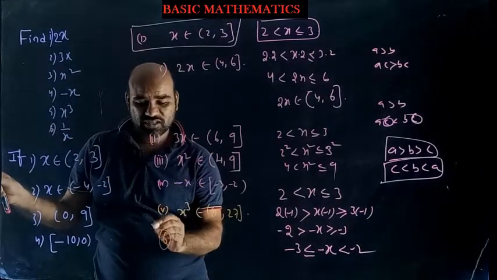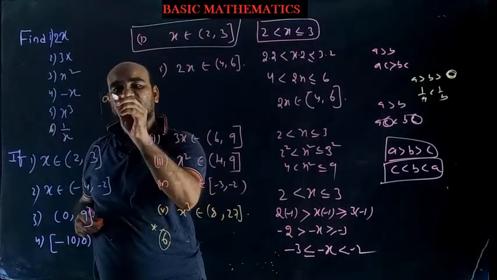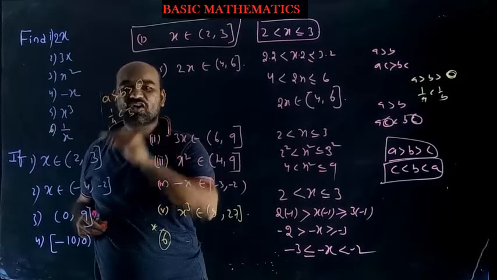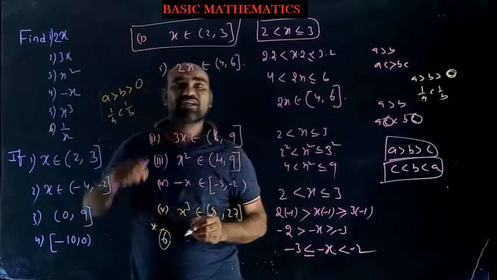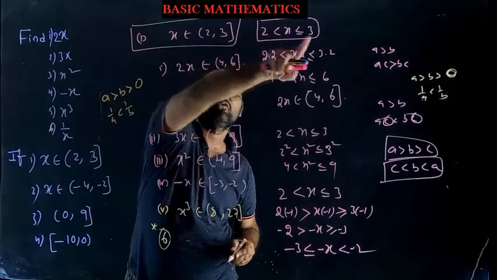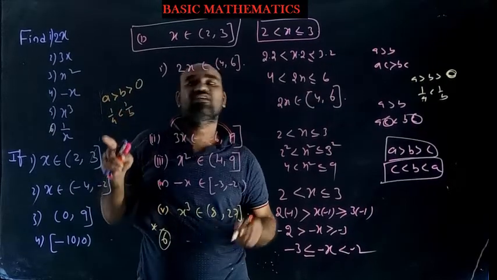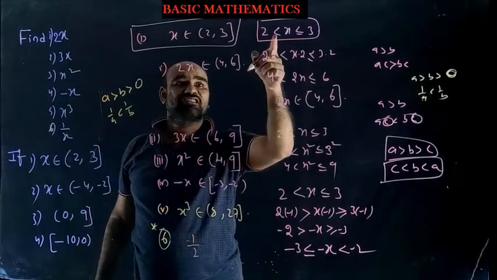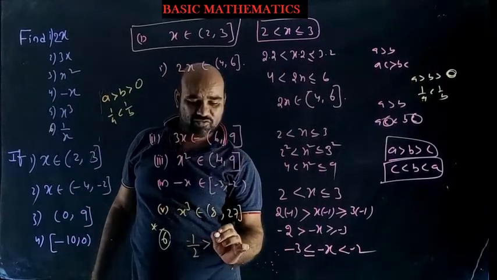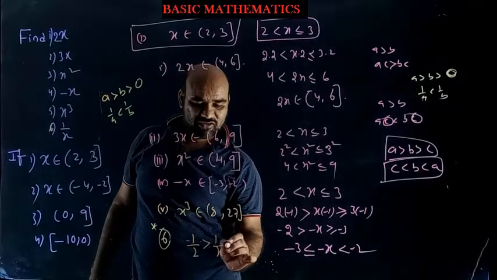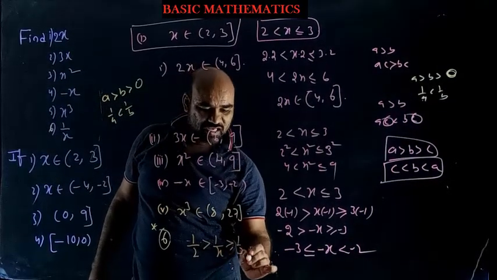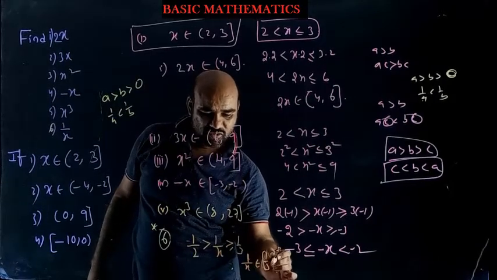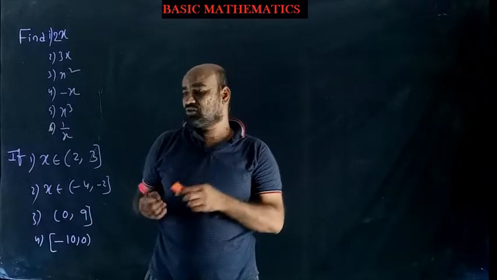You should keep star marks for that. 1 by x. We know that if a is greater than b greater than 0, then 1 by a is less than 1 by b. Means here, what happened, Anna? x lies between 2 and 3. So both are positive only, no? Directly 1 by 2. Reciprocals I want. Lesser becomes greater. Greater than 1 by x greater than or equal to 1 by 3. Or directly I can write 1 by x belongs to, first of all, 1 by 3 closed to 1 by 2 open. Okay students, next problem.